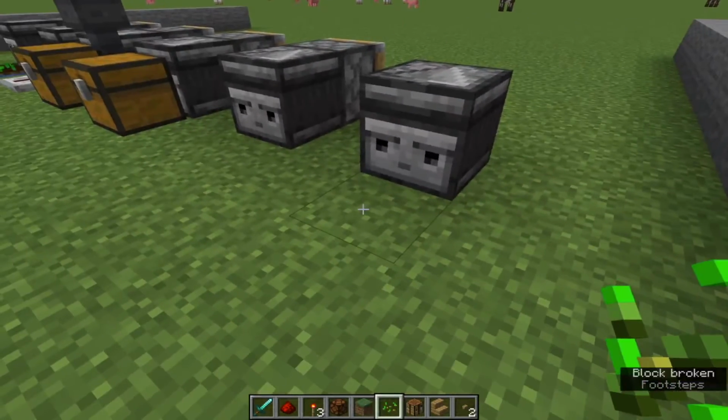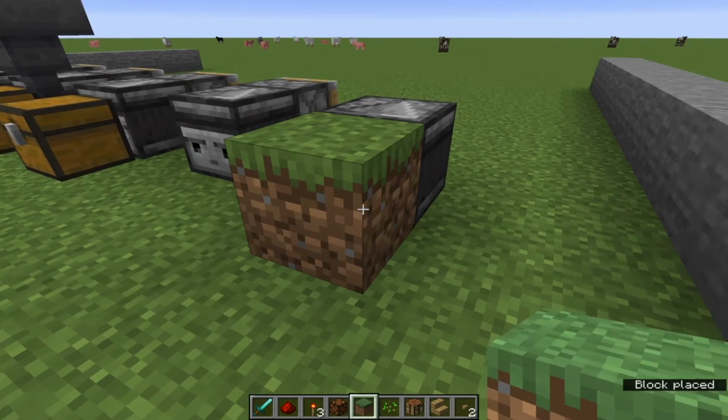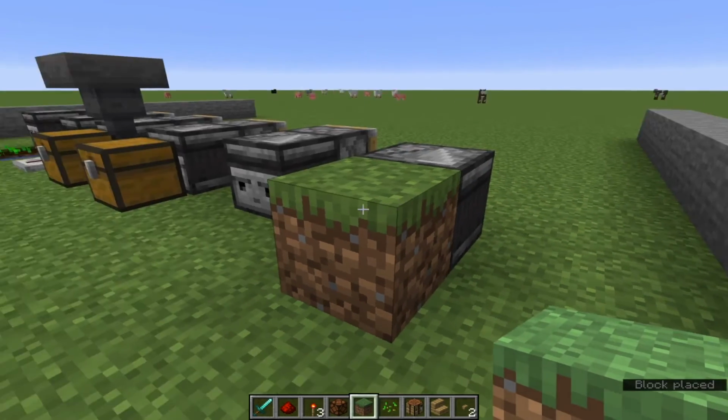If I were to do anything to this block, for example, I place a block here, a redstone signal has been generated. Don't believe me?